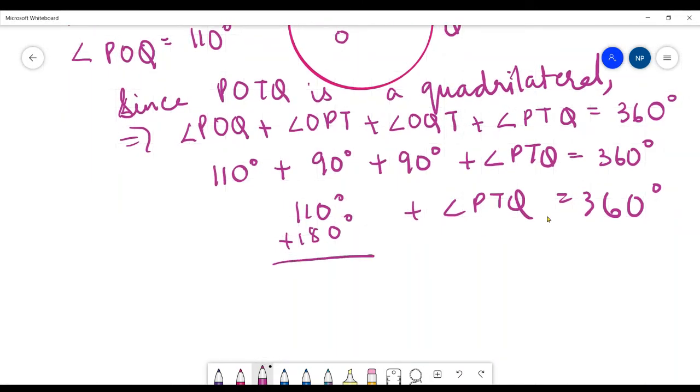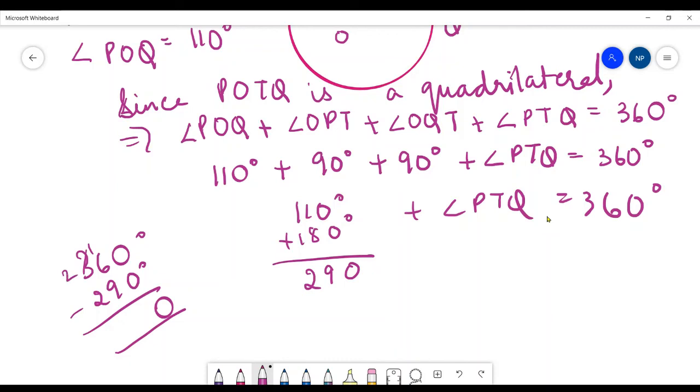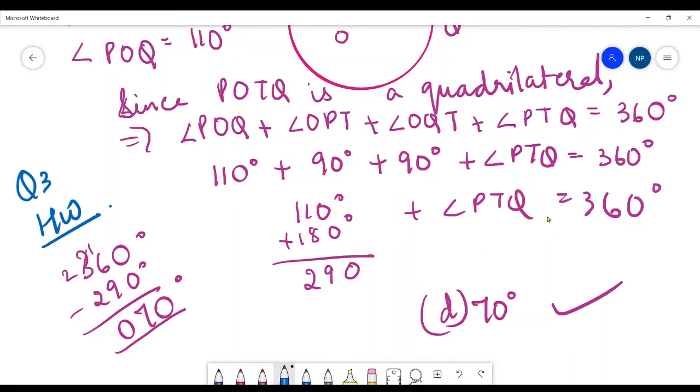So this on addition gives us 290 degree, right? So 360 degree minus 290 degree. How much do we get? 70 degree. So your answer is 70 degree, that is D. Option D is correct, 70 degree. Is that clear? Very simple. So with this, question number 3 is your homework. Okay, children? Question number 3, I know you will be able to do it. This is your homework. Let us move on to question number 4.